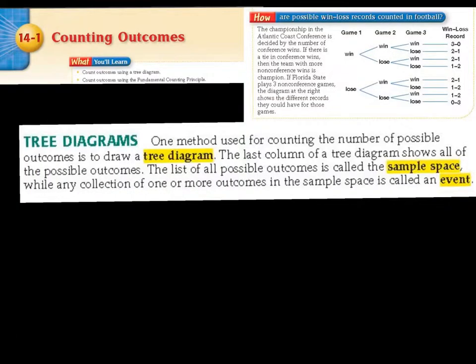One method used for counting the number of possible outcomes is to draw a tree diagram like they did in that example. The last column of the tree diagram shows all the possible outcomes. The list of all the possible outcomes is called the sample space, while any collection of one or more outcomes in the sample space is called an event.